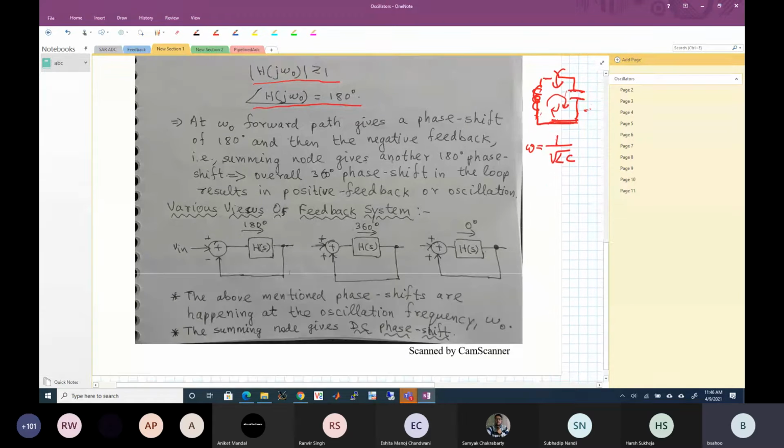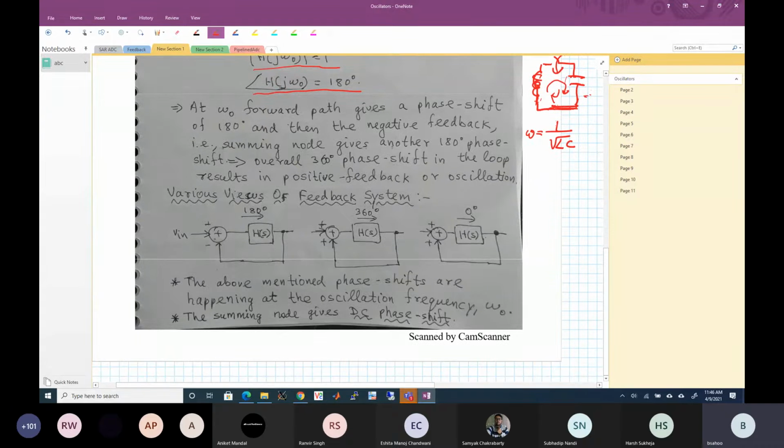Okay, so now various views of feedback system. What we have seen is that if I have built a system and I want to build an oscillator at a particular frequency, what will I do? I will put negative feedback. This is the meaning of negative feedback: if there is a plus here and a minus here, it means negative feedback.